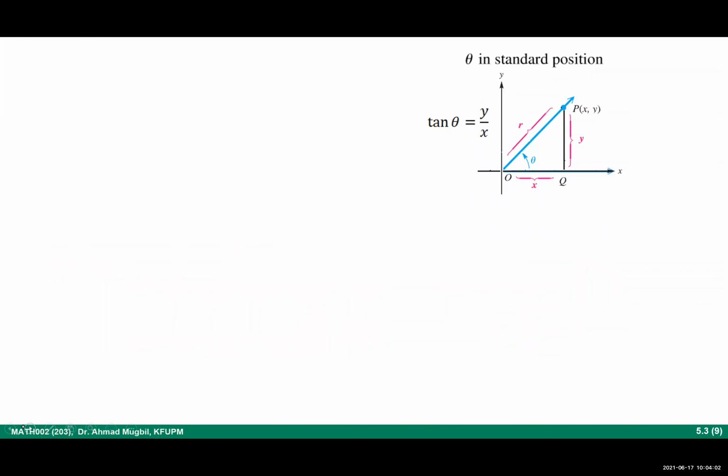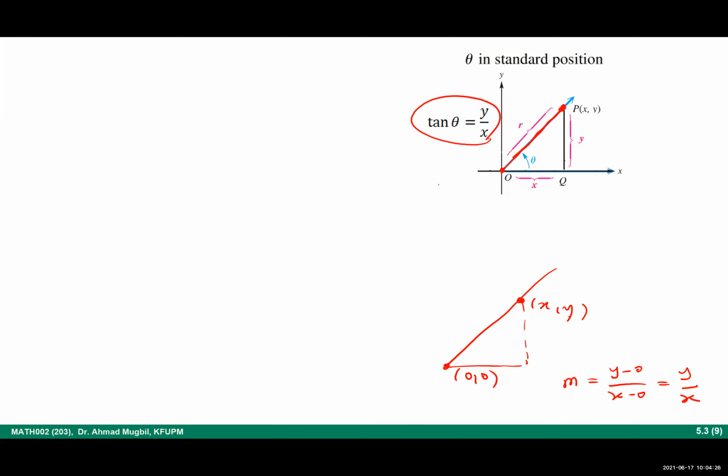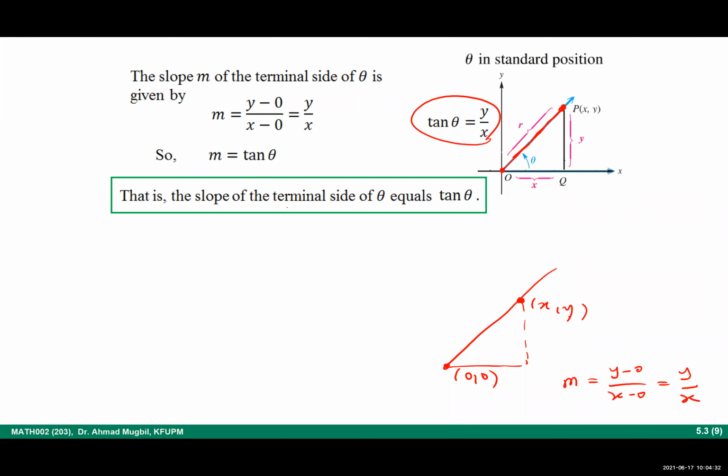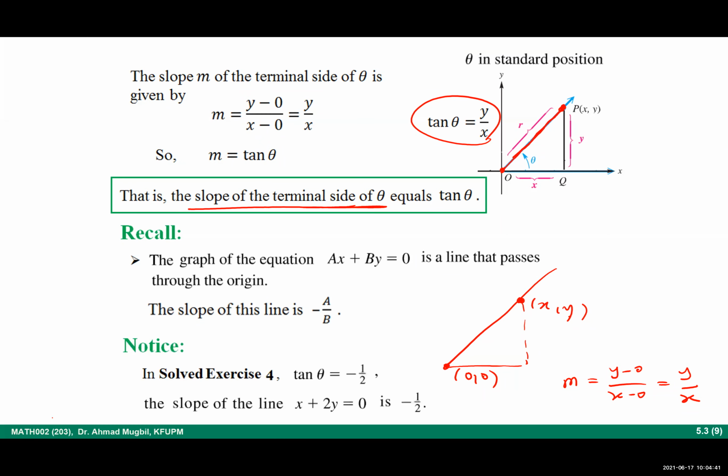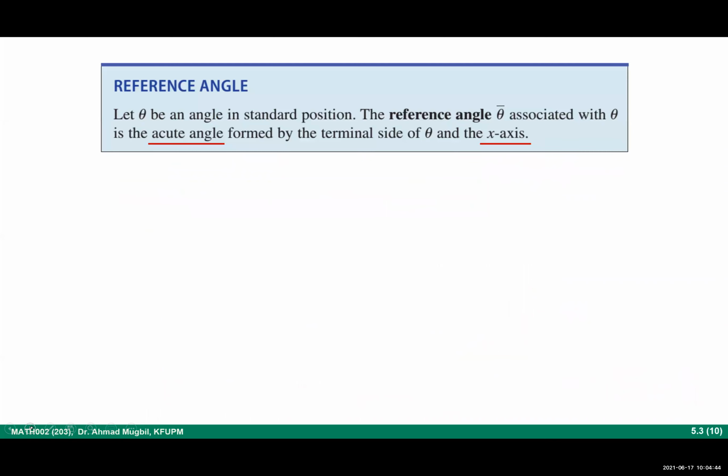Let's see. What we have here is a line. We have an angle. This is the terminal line. Now, you know, Shabab, if you have a point here, x and y, and the point here is 0 and 0, the origin, how do you find the slope? The slope will be y minus 0 over x minus 0, which is y over x. So what is y over x? You remember the definition of tangent? It is the tangent. So what we conclude here is that the slope of the terminal side of theta is equal to the tangent of theta. And this is interesting. Of course, you should consider this when you solve some problems. It will save your time.